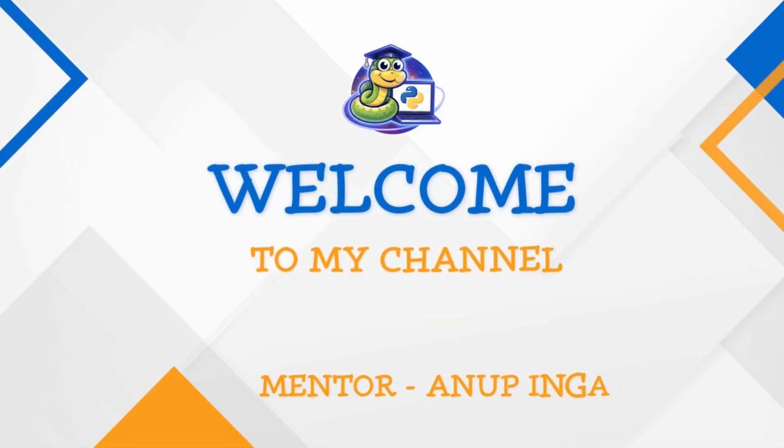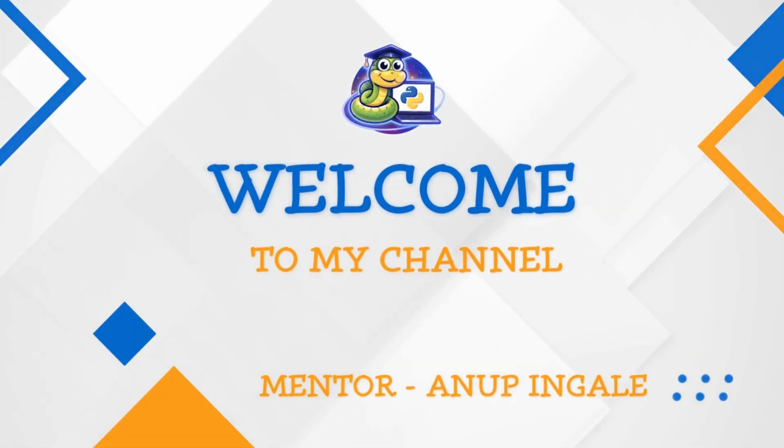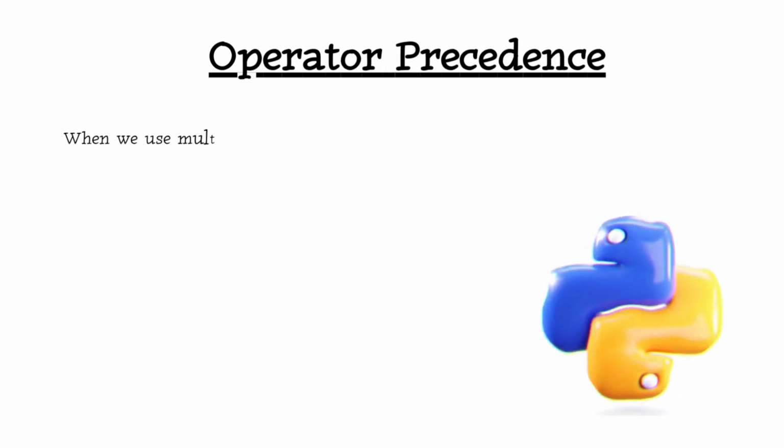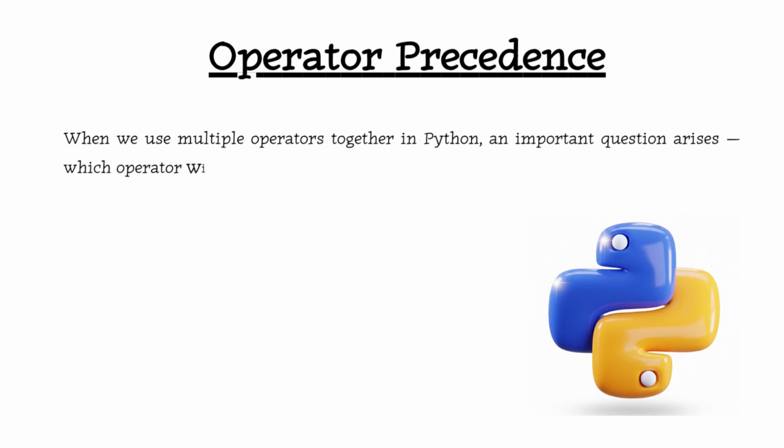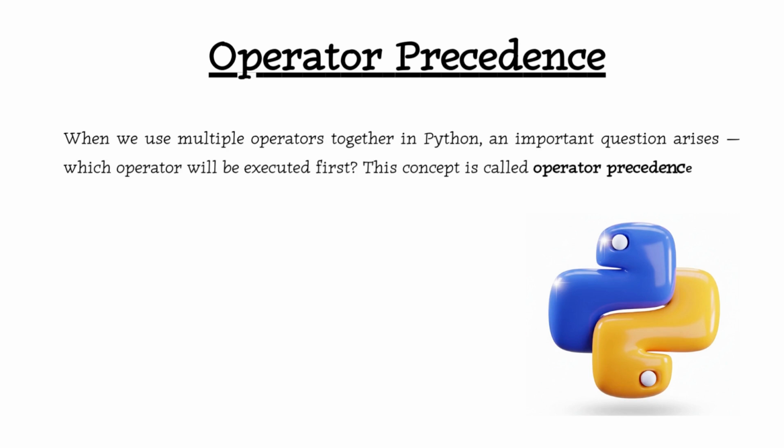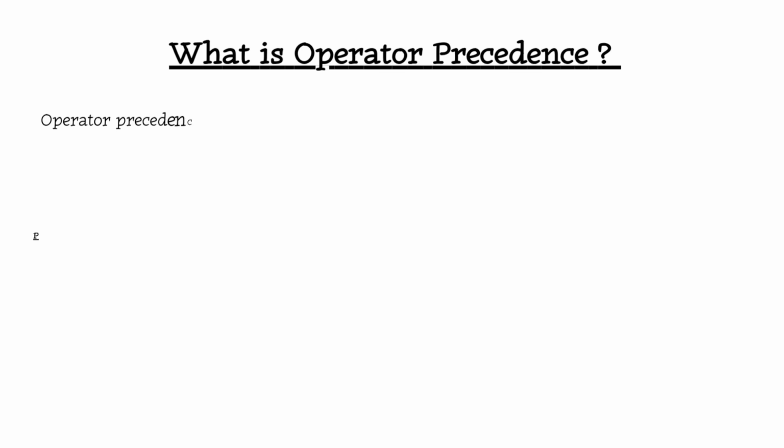Hello friends. When we use multiple operators together in Python, an important question arises: which operator will execute first? This concept is called operator precedence. In this video, we will understand step by step how Python evaluates an expression using clear and practical coding examples. Let's see what exactly operator precedence is.